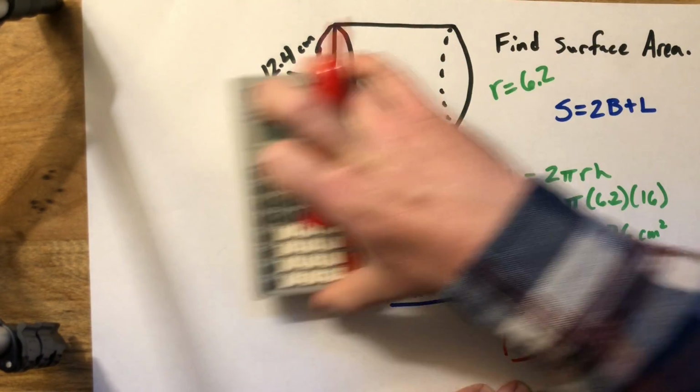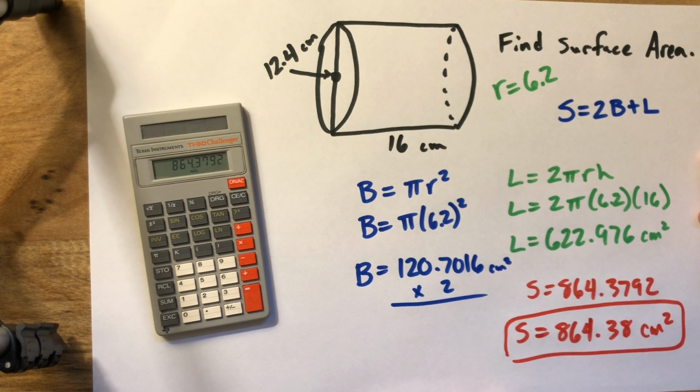That's finding surface area by the route of finding lateral area and base area. Take your base area times 2 because there's 2 of them, and then add them all up to find surface area.